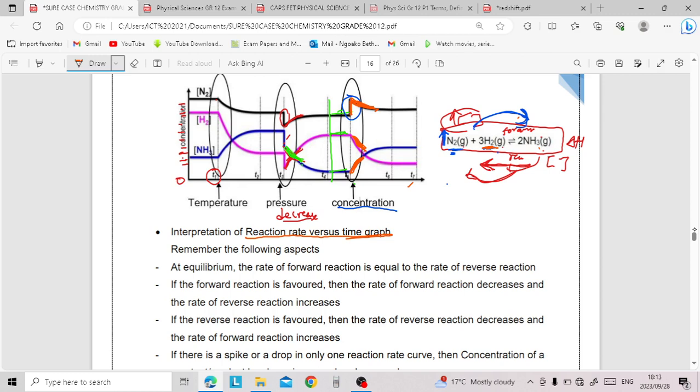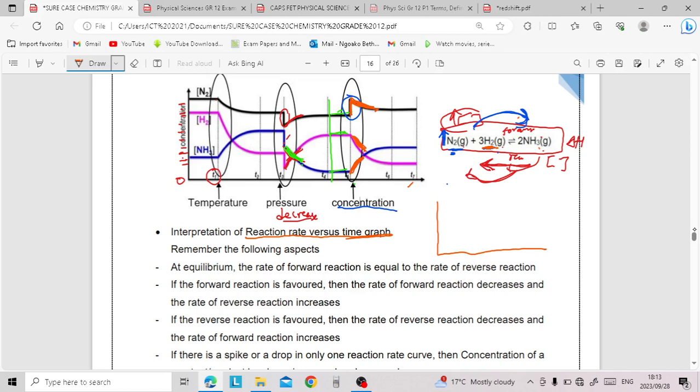If you look at the concentration graph, this one is concentration versus time. I want to share the interpretation of the rate with this graph. But remember the following aspects. At equilibrium, the rate of the forward direction is equal to the rate of the reverse reaction. What do we mean by that? So let's have a draft.